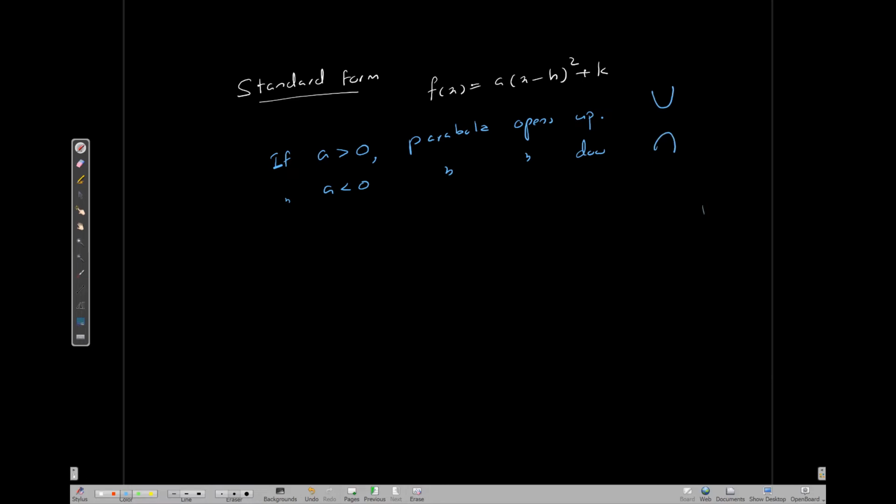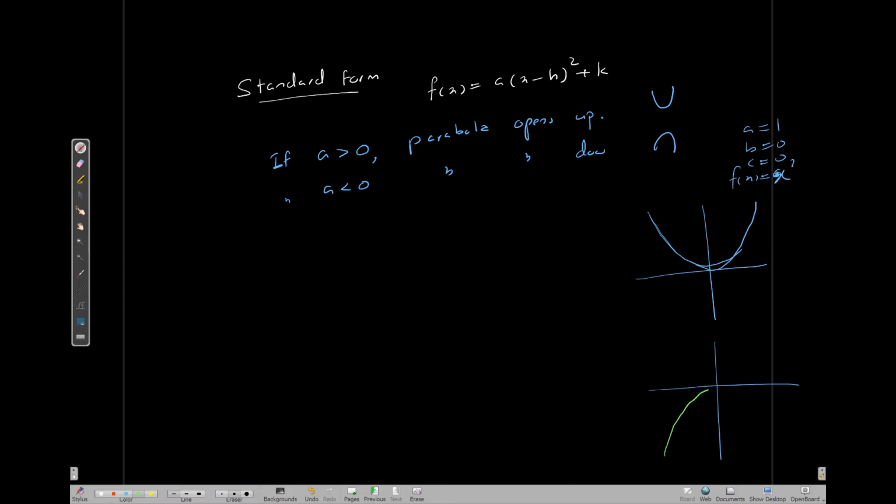The base function is f of x equals x squared. In this case, a is 1, b is 0, and c is 0. So a is positive, and it's like this. If you add a negative sign in front of our base function, we get negative x squared, and it flips around the x-axis. Those are the two shapes that we are going to get.